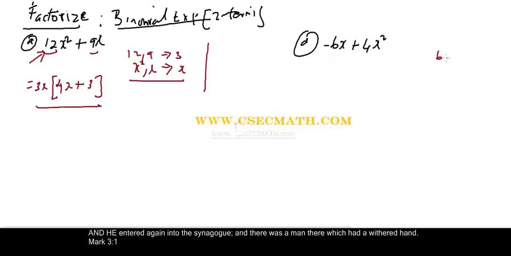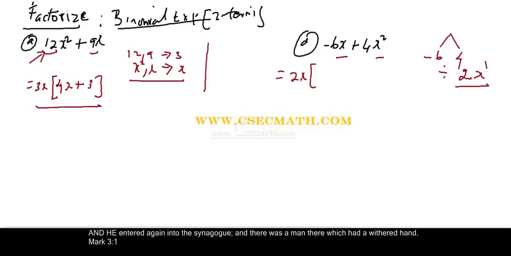Similarly, I have 6 and 4. In fact, I have a negative 6 and a positive 4. Now, the element that could divide 6 and 4 commonly would be 2. And I see the presence of an x and an x squared, so I can just choose an x with the index as 1. So the divisor would be 2x.